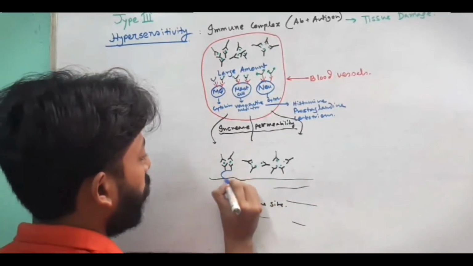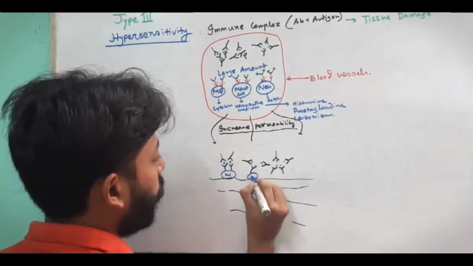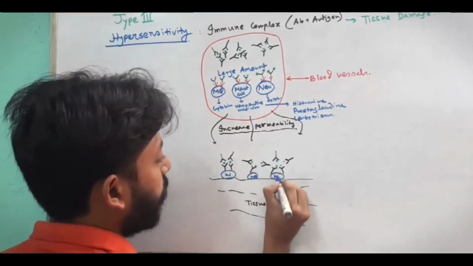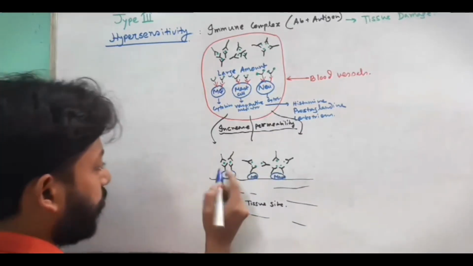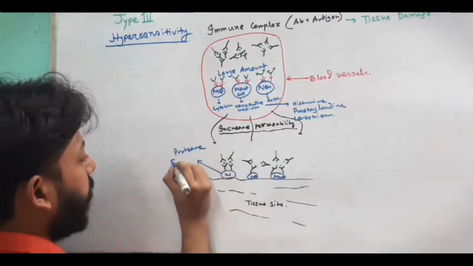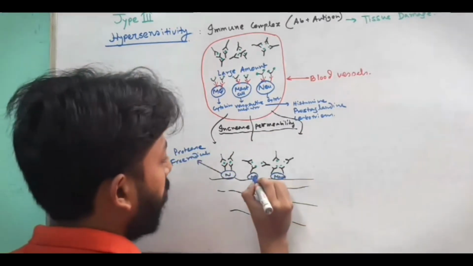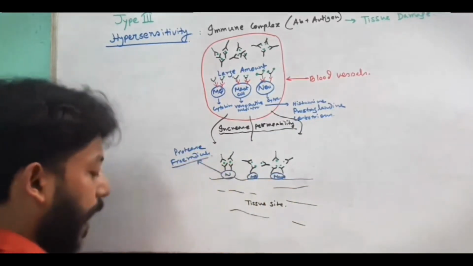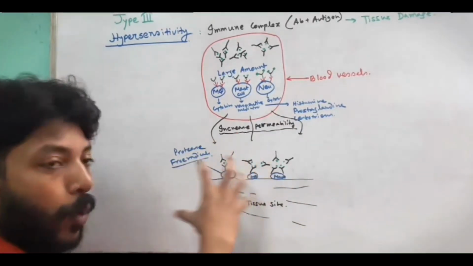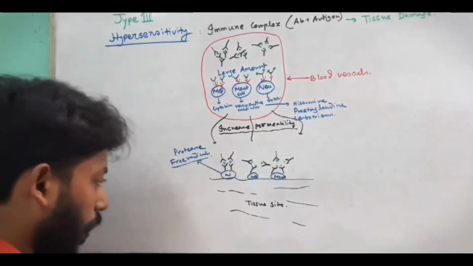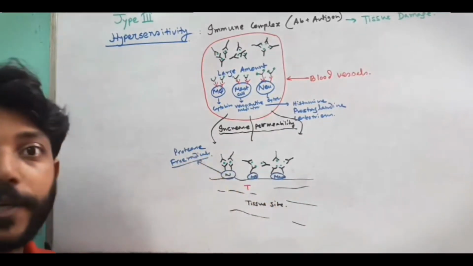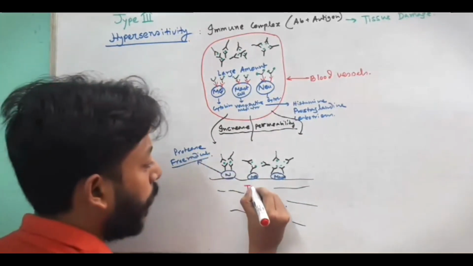It could be neutrophils, it could be macrophage, it could be mast cells, and they secrete, like this neutrophil can secrete protease, it can secrete free radicals. Also this macrophage can secrete these free radicals, and by the help of these molecules, free radicals and protease, tissue damage occurs, because this protease can digest the basement membrane of the tissue.